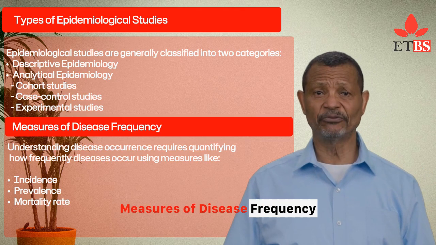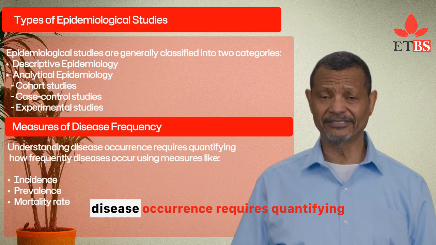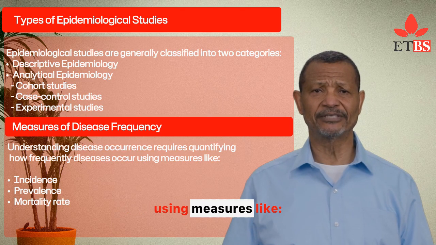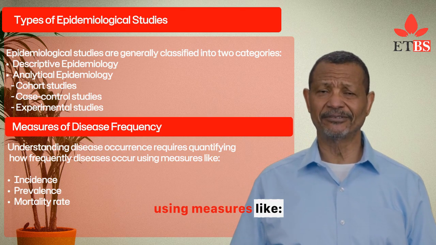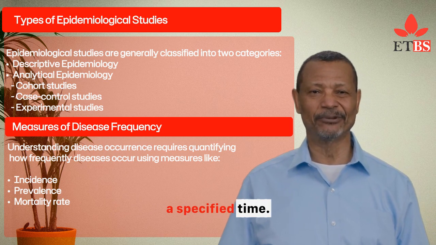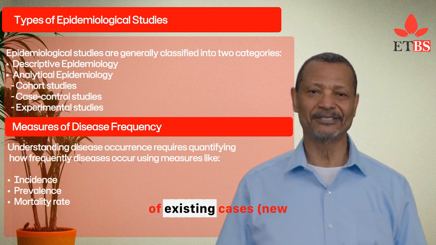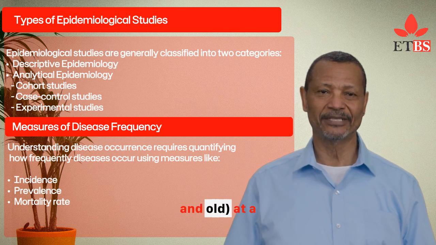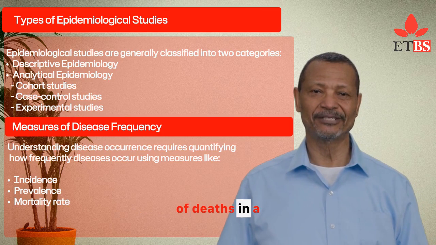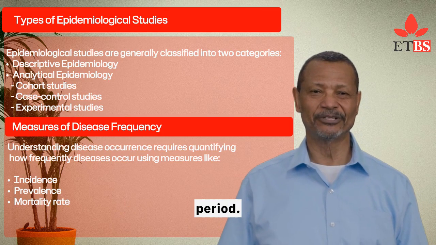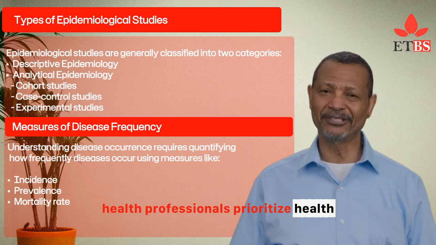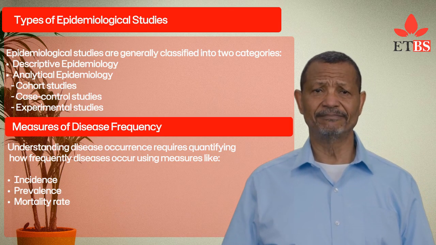Measures of disease frequency. Understanding disease occurrence requires quantifying how frequently diseases occur using measures like incidence, the number of new cases in a population during a specified time. Prevalence, the total number of existing cases, new and old, at a given time. Mortality rate, the number of deaths in a population during a specified period. These metrics help public health professionals prioritize health problems and allocate resources.